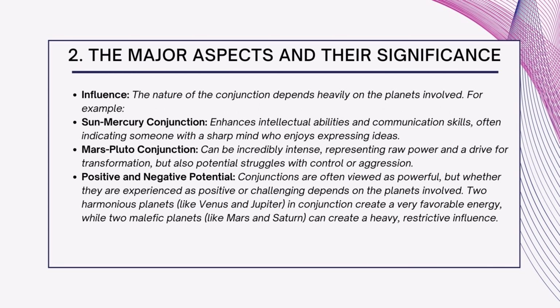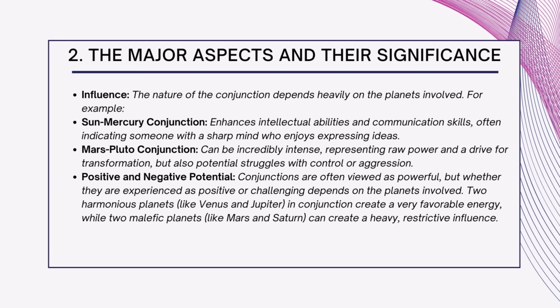Influence. The nature of the conjunction depends heavily on the planets involved. For example, a Sun-Mercury conjunction enhances intellectual abilities and communication skills, often indicating someone with a sharp mind who enjoys expressing ideas. A Mars-Pluto conjunction can be incredibly intense, representing raw power and a drive for transformation, but also potential struggles with control or aggression.